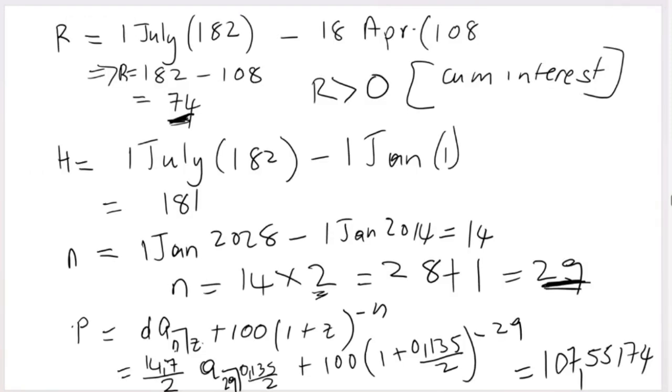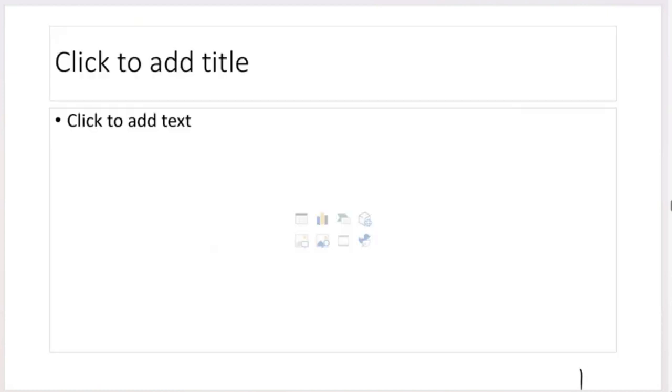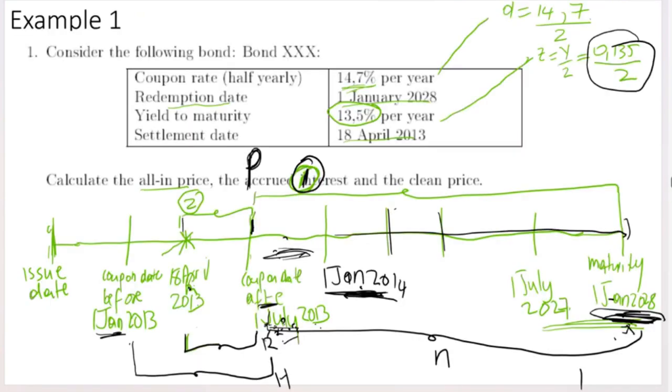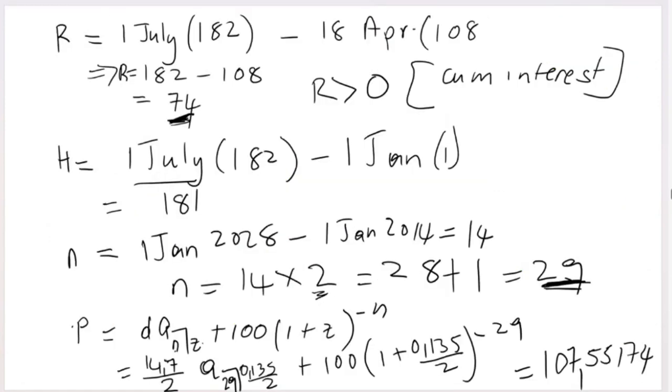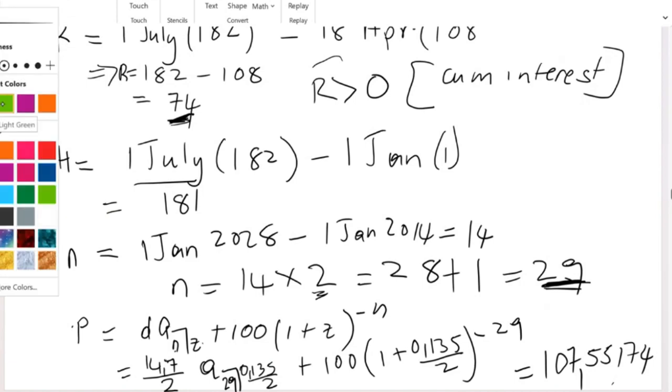Okay, so now you've got the present value of your bond. You are not done. You were asked to calculate your all-in price, and we only have the first part, the present value. Before we calculate the all-in price, you need to check this information. Once you've got your present value, if you are working with cum interest, this is very important, guys.